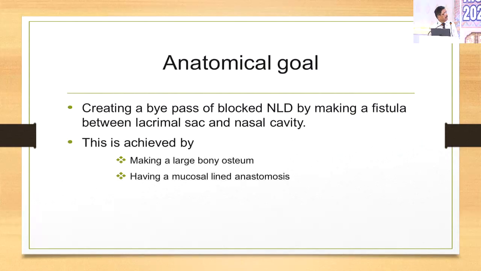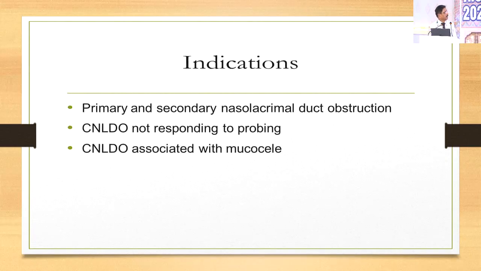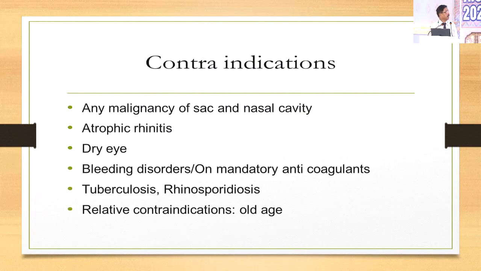To achieve this, you need an anatomical goal, as we have already discussed, regarding creation of a bypass of the blocked NLD by making a fistula between the lacrimal sac and the nasal cavity. This is achieved by making a large bony ostium and having a mucosal lining anastomosis. Most of the time this is indicated for primary and secondary nasolacrimal duct obstruction, and congenital nasolacrimal duct obstruction when it is not relieved by probing or when it is associated with mucocele.